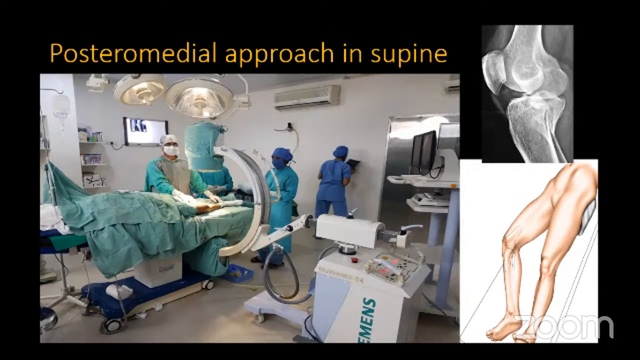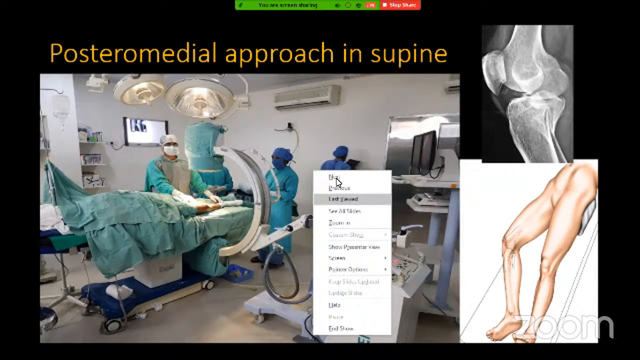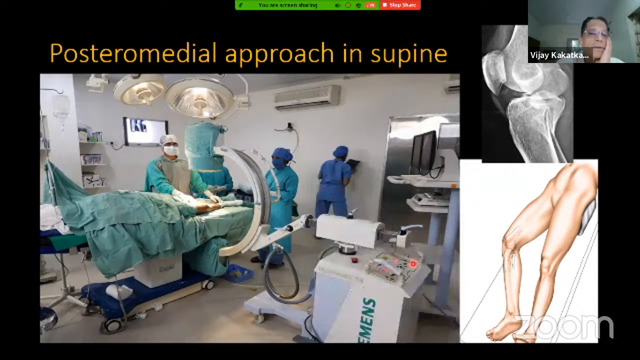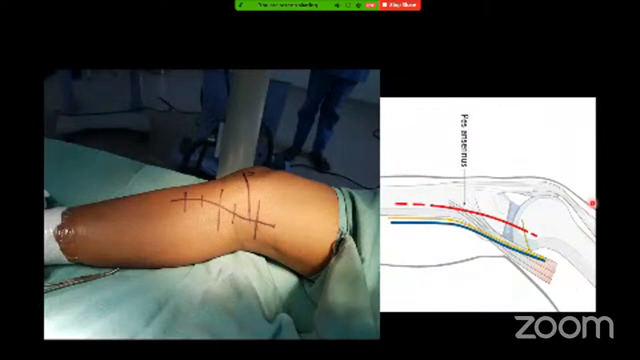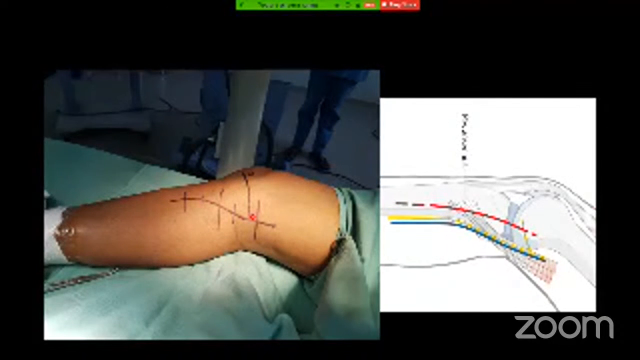This is how our OT setup is going to be. You can see my cursor. Yes, we can see. So this is how the patient is positioned. We keep a small sandbag or a bump under the opposite buttock, exactly under the buttock, not under the spine, not under the thigh, and then we can see this type of vision from the opposite side. And I'm operating from the opposite side.